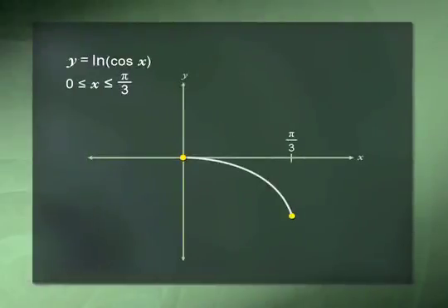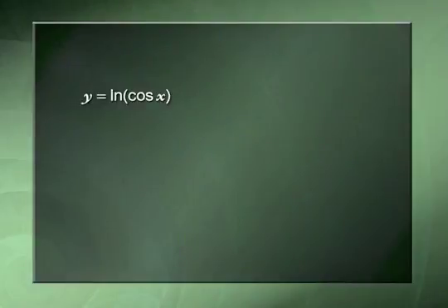Here's a picture of that curve. We're trying to find the length of that curve starting at 0, 0 and ending when x is pi over 3. So remember how we do this. The curve is log cosine x. We take its derivative. Log of something is 1 over the thing, 1 over cosine, times the derivative of cosine, which is minus the sine. So the derivative is minus tangent x.